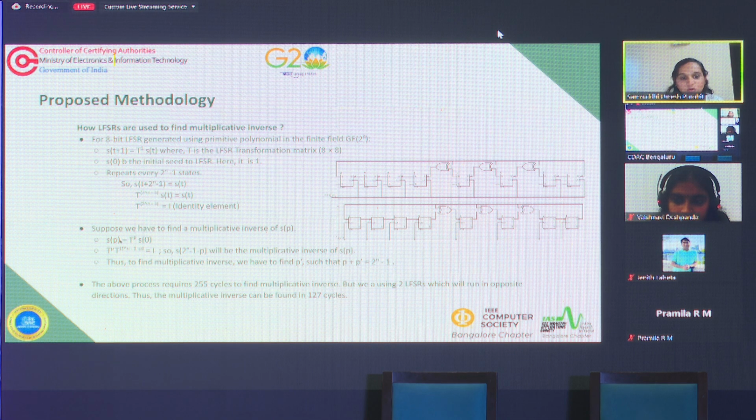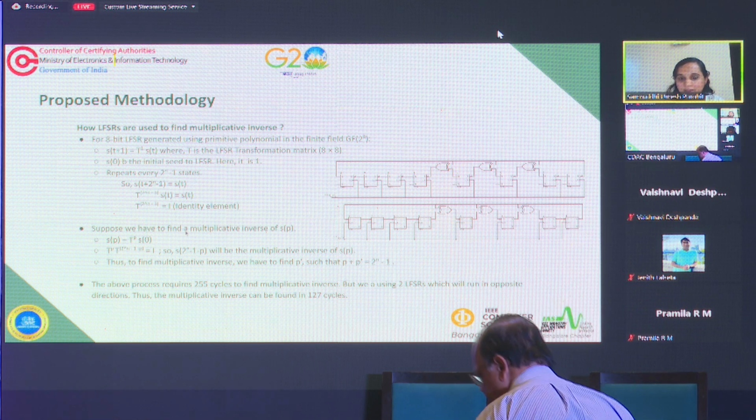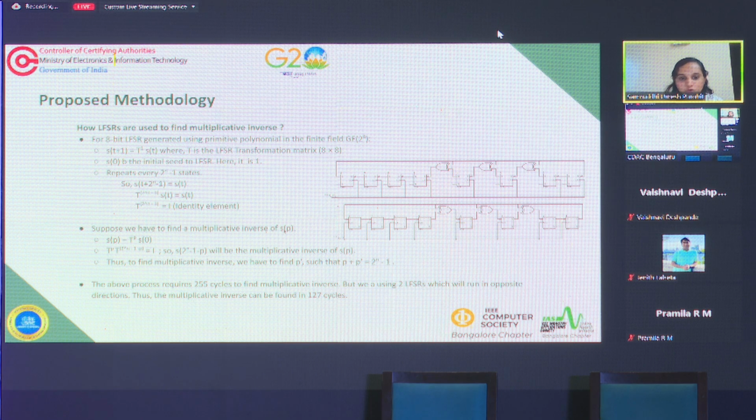Now suppose that when an LFSR has the input byte term in it, that cycle might be, I'll call it p. So we have to find the multiplicative inverse of p. So s of p is equal to T raised to p into s of 0. Basically the multiplicative inverse of s of p is totally dependent on the multiplicative inverse of T raised to p.